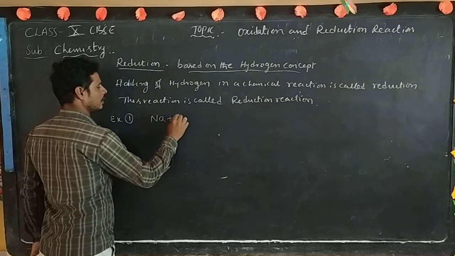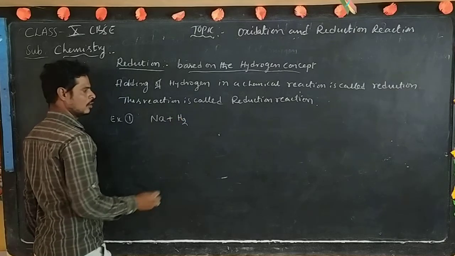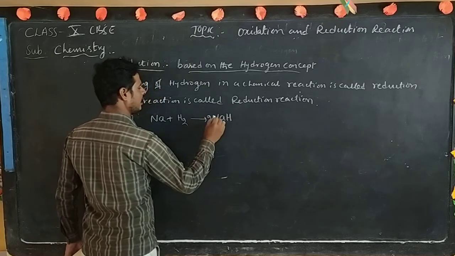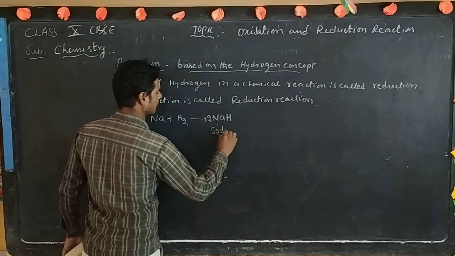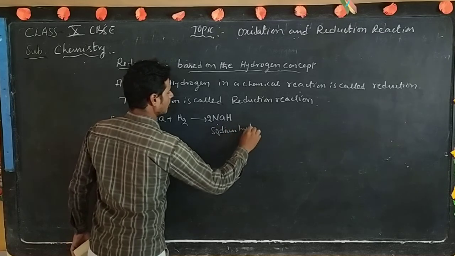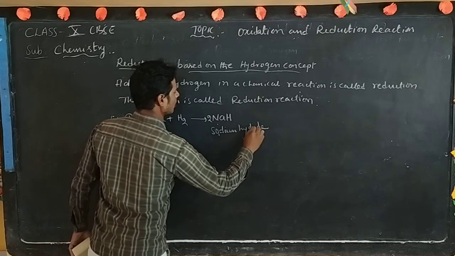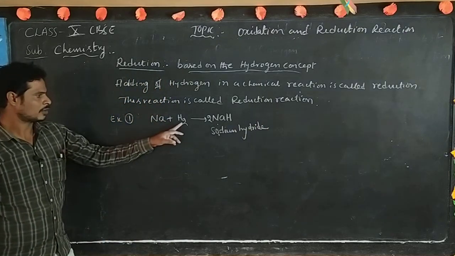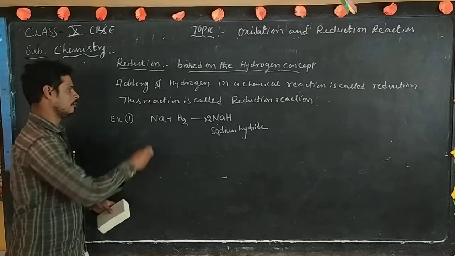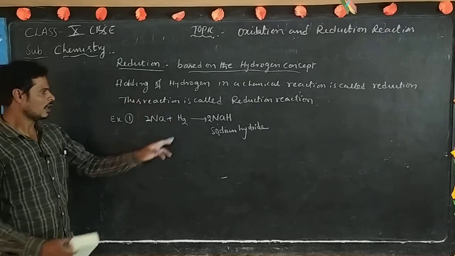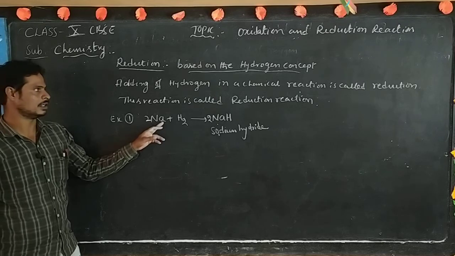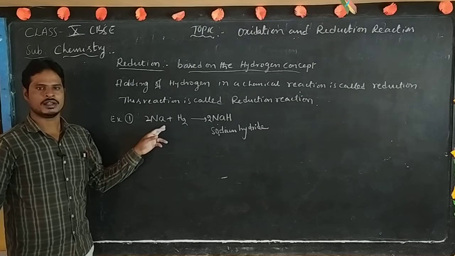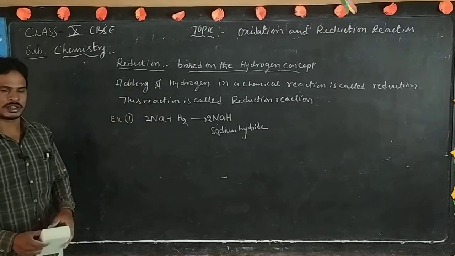Sodium reacts with hydrogen to form sodium hydride. For balance purposes, we should write it accordingly. Here hydrogen is added in the chemical reaction. That's why it is called a reduction reaction. Hydrogen adding in a chemical reaction is called a reduction reaction.